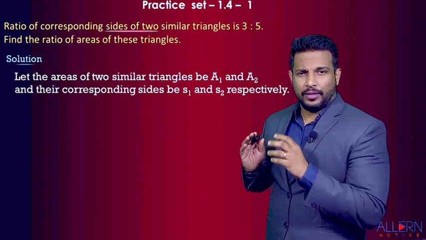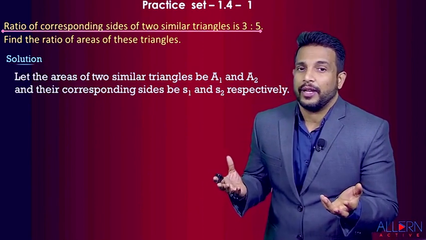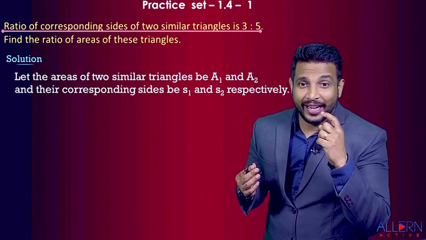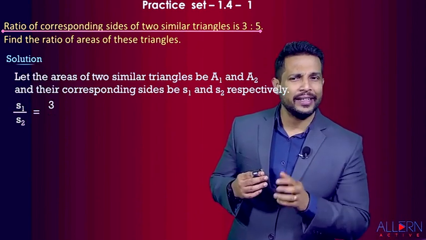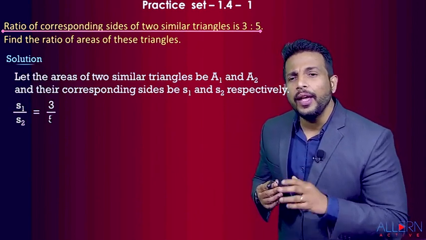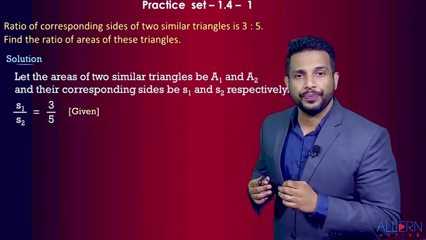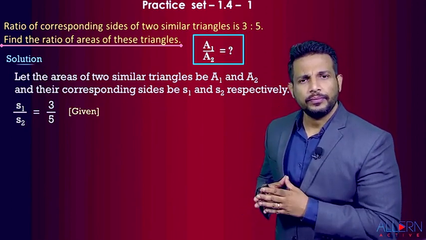What do we know? Let's see what is given. In the first line, we see the ratio of the corresponding sides of two similar triangles is 3:5. That means that 3:5 is the ratio of the corresponding sides. That means S1 is to S2 is given to us as 3:5. So write that. That's the first information which we have. And what we need to find is the ratio of the areas of these triangles. Ratio of areas, that means we want A1 upon A2.